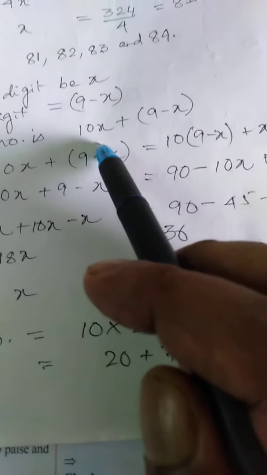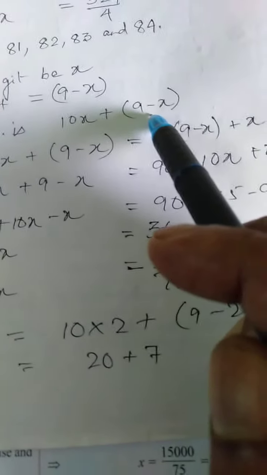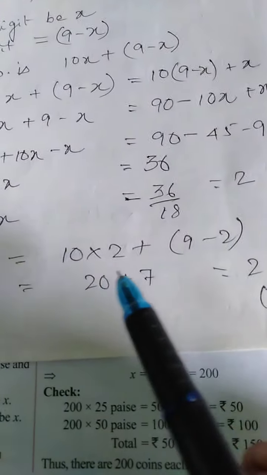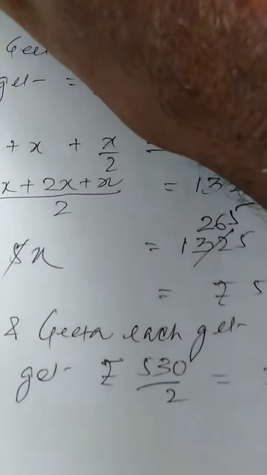Now what have we taken the number as? 10 into 2, that is what? 20, plus 9 minus 2 is what? 7. So the number will be 20 plus 7, that is 27. Okay. So this is question number 3. Now let's come to question number 4.